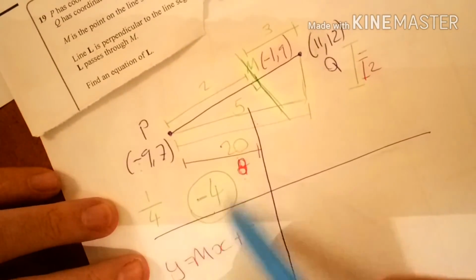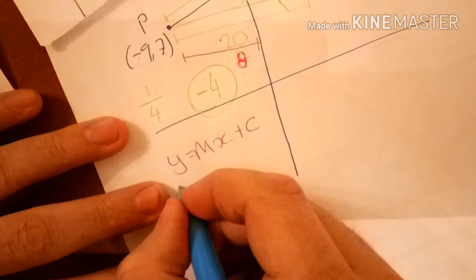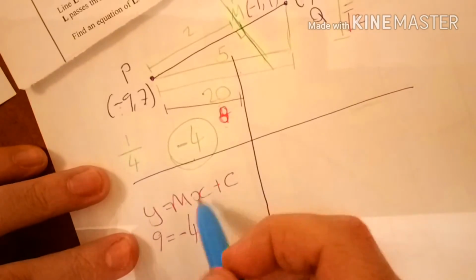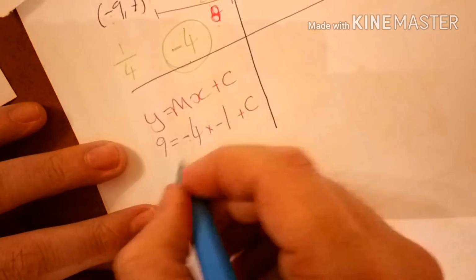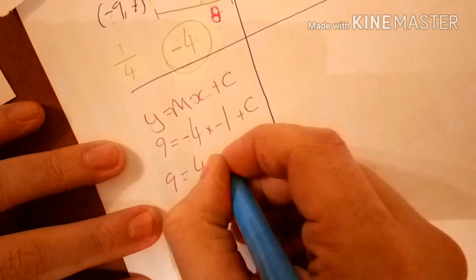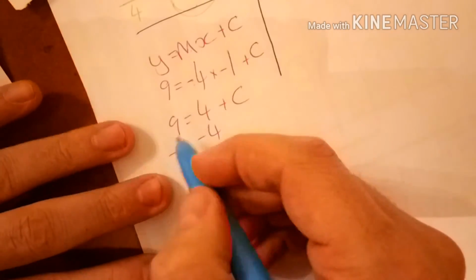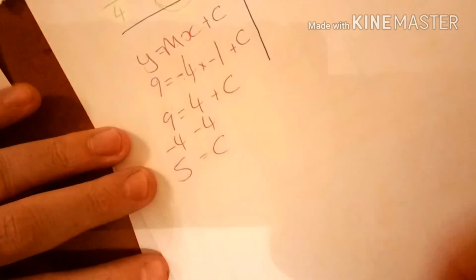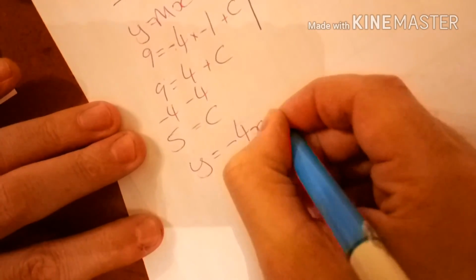We have one set of coordinates for the green line, and that's for M, which is (-1, 9). My y value is 9, so I've got 9 equals, my gradient is minus 4, x is your minus 1 there, so times minus 1 plus c. It's just an equation we have to solve. Minus 4 times minus 1 is 4, and then we subtract 4 from both sides to give us c. 9 minus 4 is 5. So 5 equals c. So my equation ends up being y equals negative 4x plus 5.